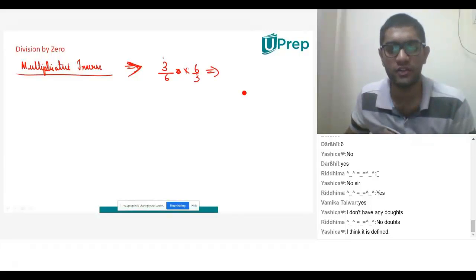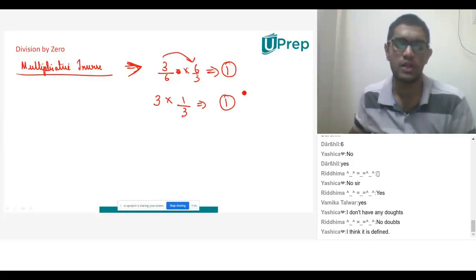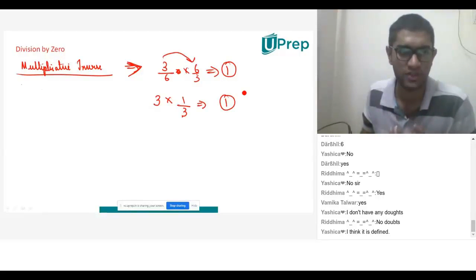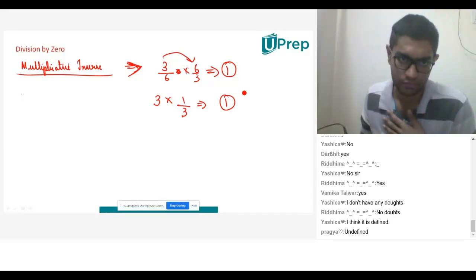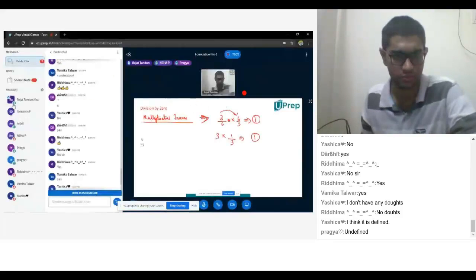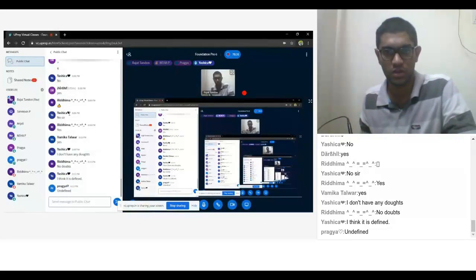Basically, multiplicative inverse is that number which on multiplying gives you 1. As simple as that. What is the multiplicative inverse of 3? Reciprocal. I take a number, I take the reciprocal, and when I multiply it, I get 1. Clear, guys? No doubts? No, sir, that's not clear. I didn't understand what multiplicative is.